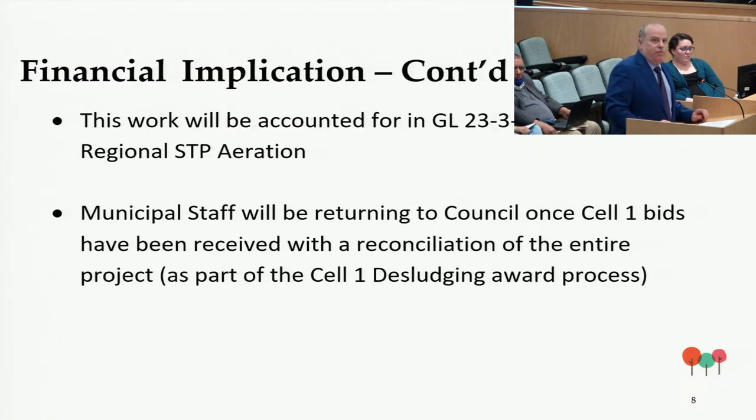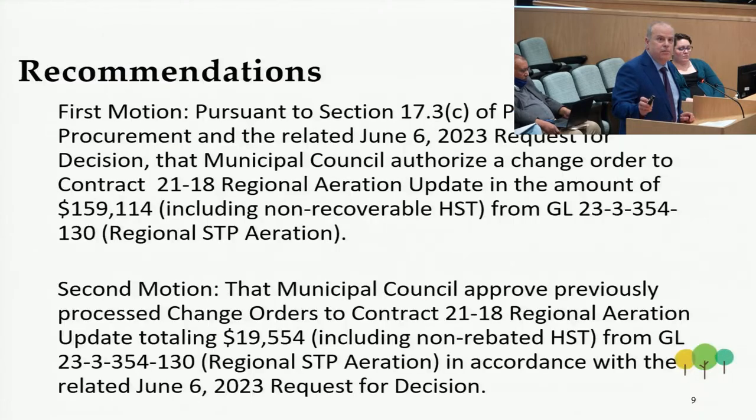The work would be accounted for in GL 23-3-354-130, the regional sewer treatment plant aeration GL account. And we will be returning to council once cell one bids have gone out, been received, and have been reviewed by our engineering consultant and in-house engineers, and we'll come in with a reconciliation of the entire project. That will come in as part of the cell one desludging award process, as Mr. Dondale has mentioned. And as I've just gone through, that's the primary change driving the $159,000 increase in engineering expense.